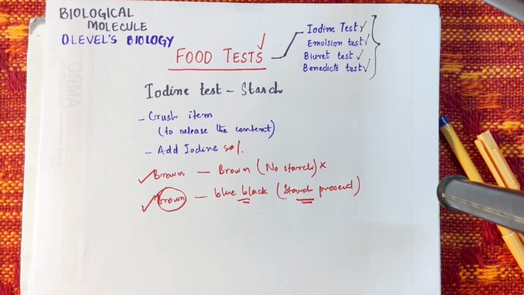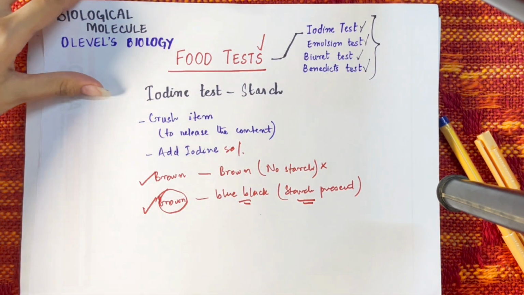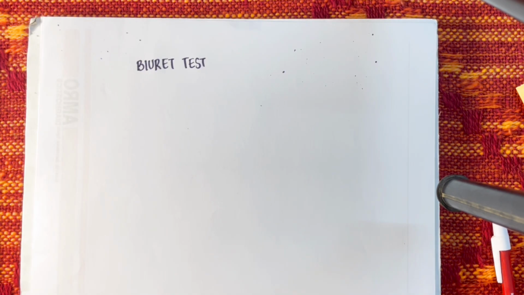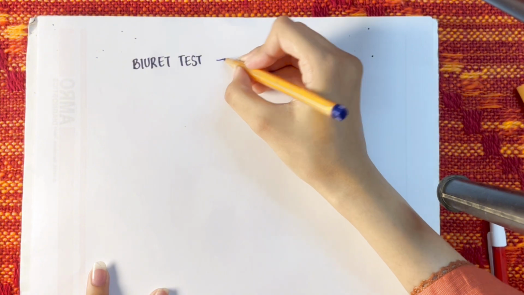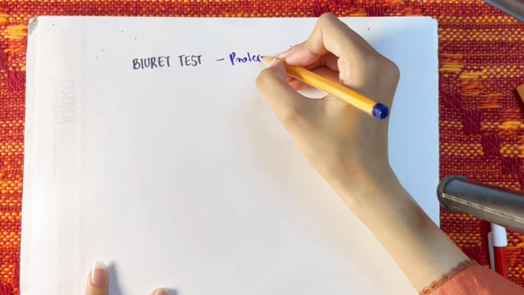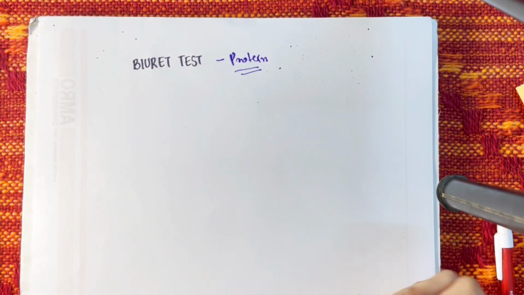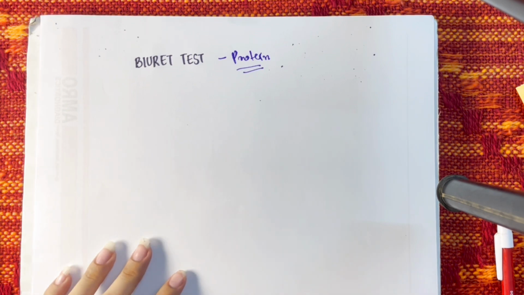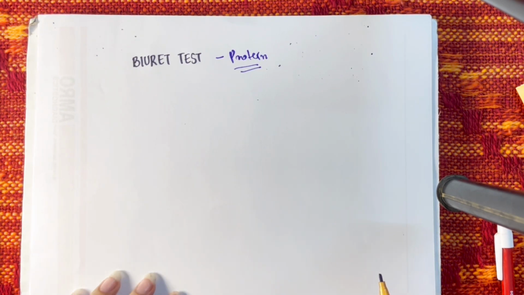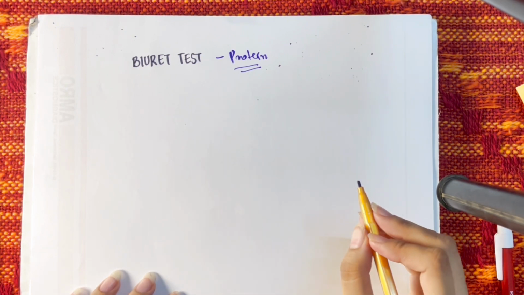Let's move on to test number 2. The test number 2 is the biuret test. The biuret test is for the identification of the presence or absence of a protein. What happens in this test is that we add sodium hydroxide and copper sulfate. Then we identify the change of color.